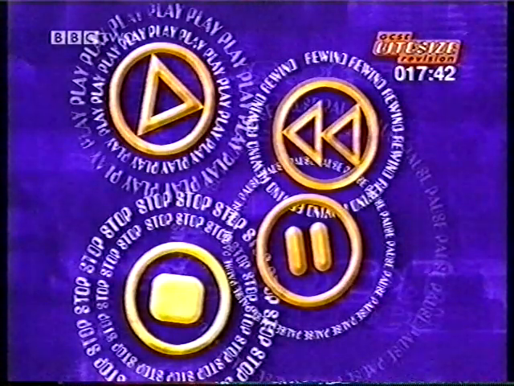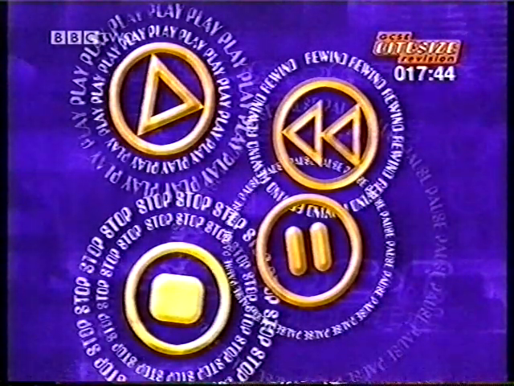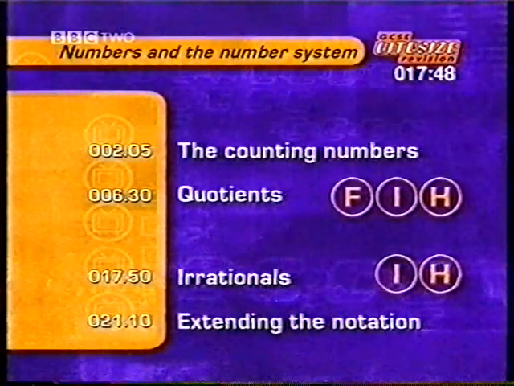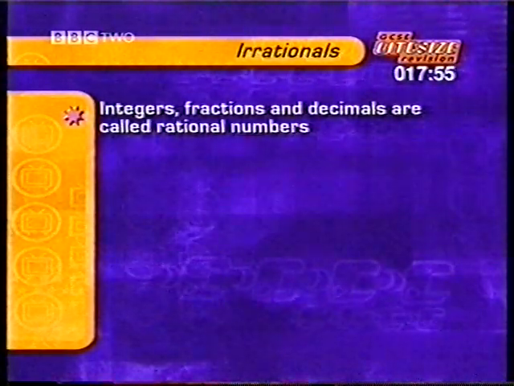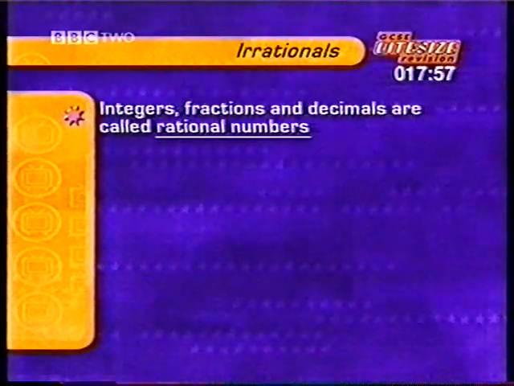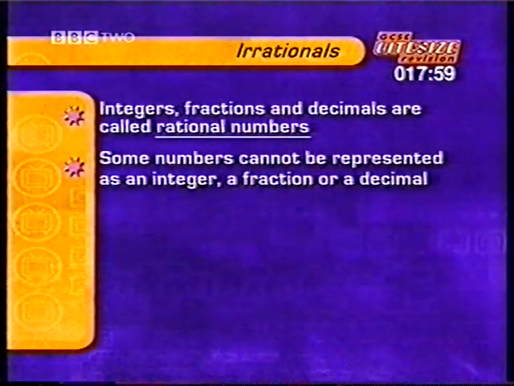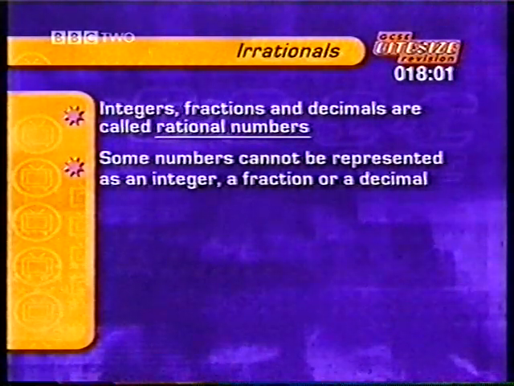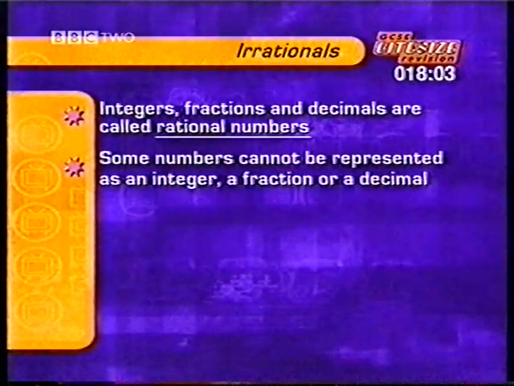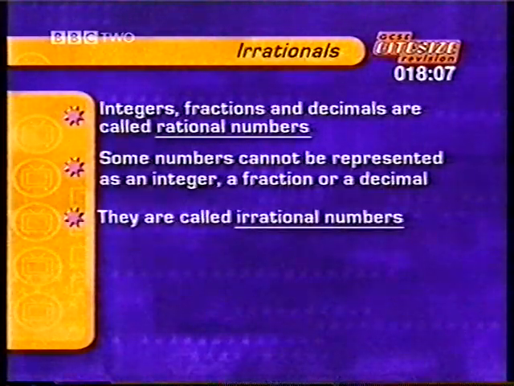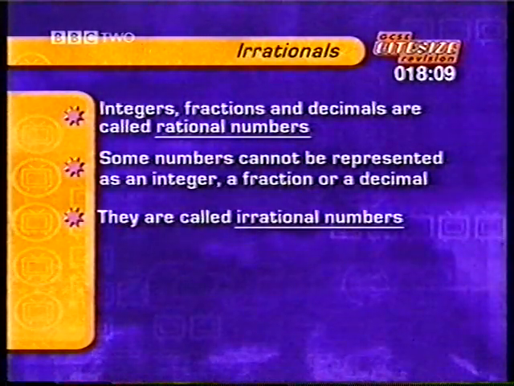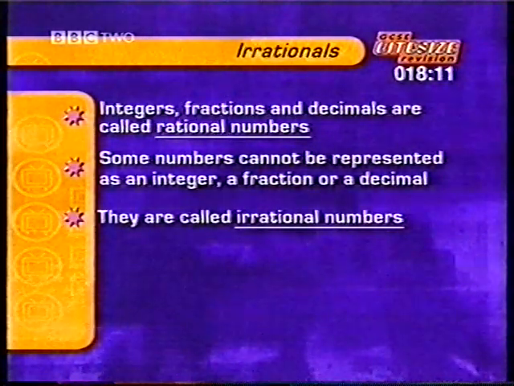That's the end of the section on quotients. Next, for intermediate and higher, irrationals. Integers, fractions and decimals are called rational numbers, but some numbers can't be represented exactly and completely as an integer, a division fraction or a decimal. These are called irrational numbers. They're usually represented by symbols.